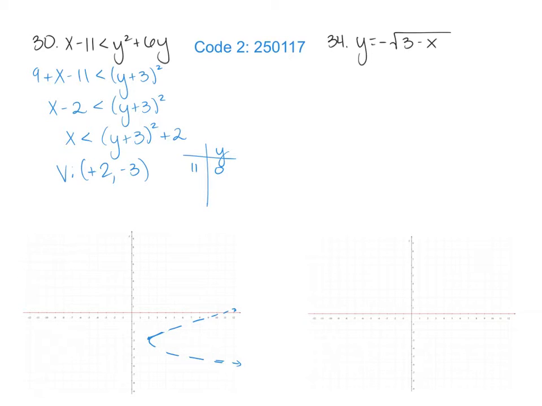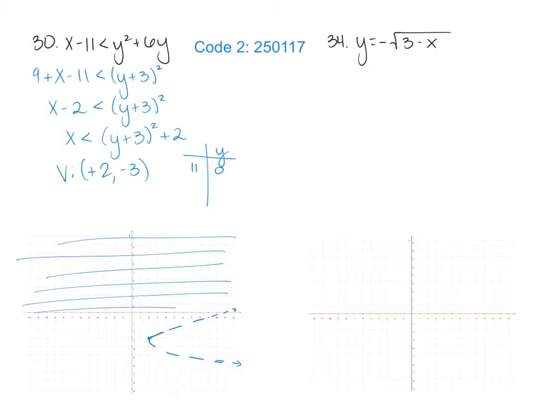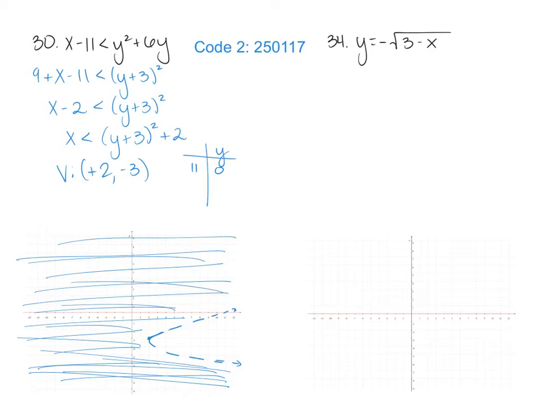Now, the last thing to do is to shade. And it says that in 30, the equation has to be less than our parabola. X is less than our parabola. So if my shading is less than everything in my parabola, that means that I want to shade everything outside of my parabola. So that means all of this is what I shade in. Okay, and that's my answer.